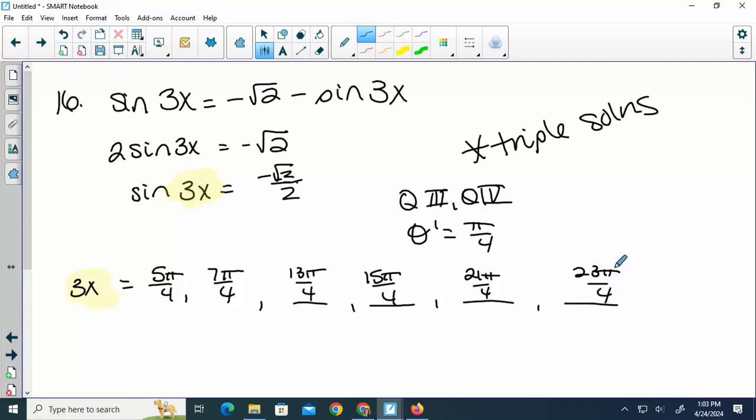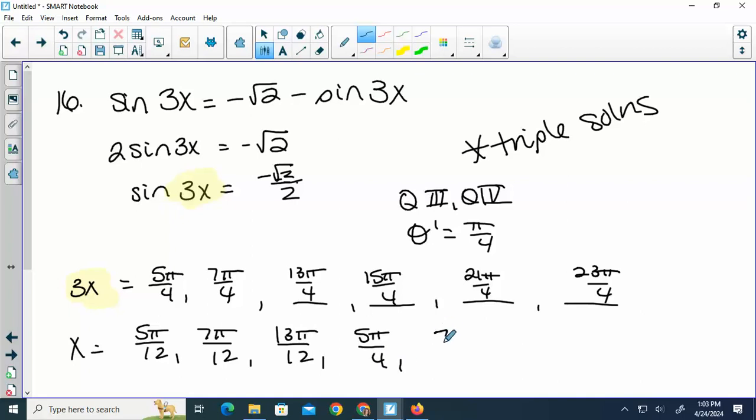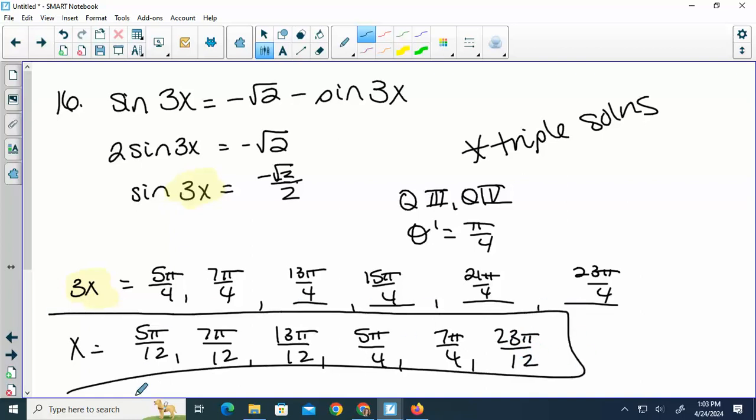So we took care of the triple solutions. Then what do we do? Alright, multiply by 1/3. So we get 5 pi over 12, 7 pi over 12, 13 pi over 12, 15 pi over 12 reduces to 5 over 4. 21 pi over 12 is 7 pi over 4. And 23 pi over 12. Alright, so that one had a lot of solutions to it.